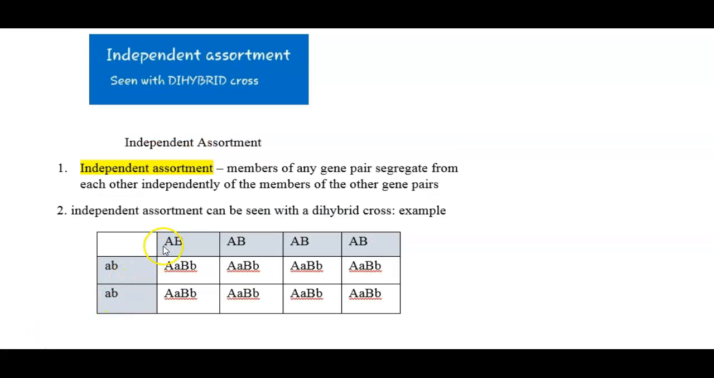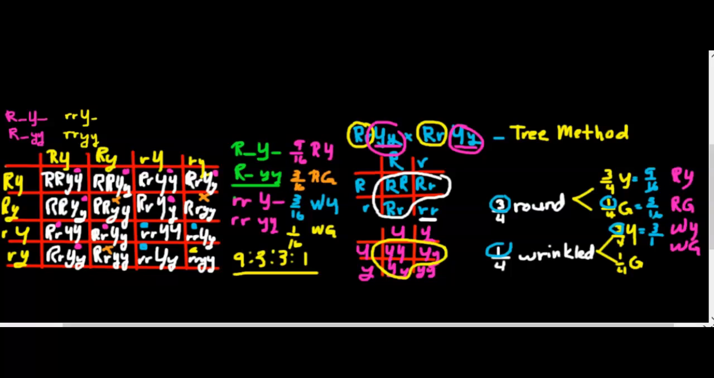This example, we got a big A from that one, little a from that one, big B here, a little b here. So they are going to be inherited independently from each other. The A's and the B's are independent of each other. Alright, so I showed you two different ways to do the dihybrids. We could do our branch method over here, our Punnett square method over here. And we did our tree method over here using monohybrid process here, multiplying using the product rule.